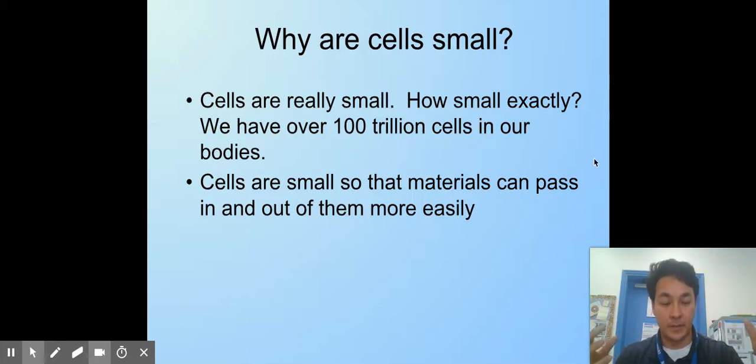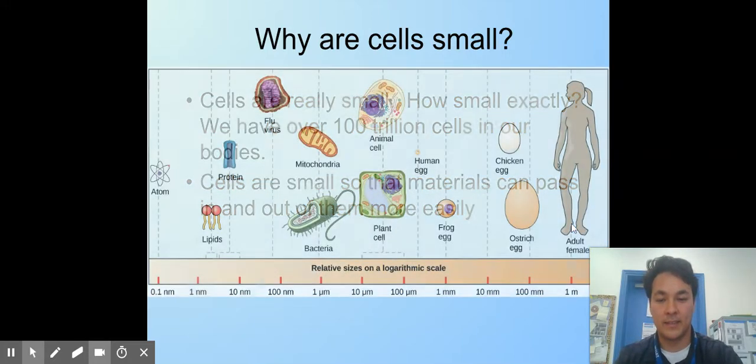Right? If a cell was to be really big, the amount of DNA would stay the same as in the nucleus, but it would have to be transcribed a whole lot to make a lot of proteins and do a lot of stuff, and that would overtax the DNA.